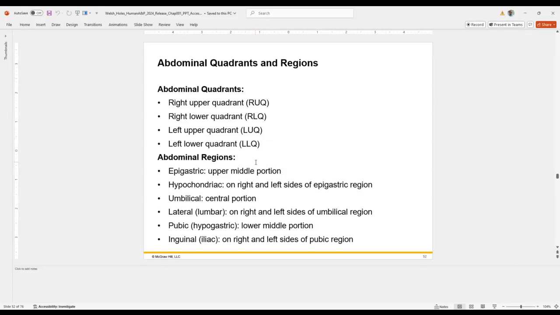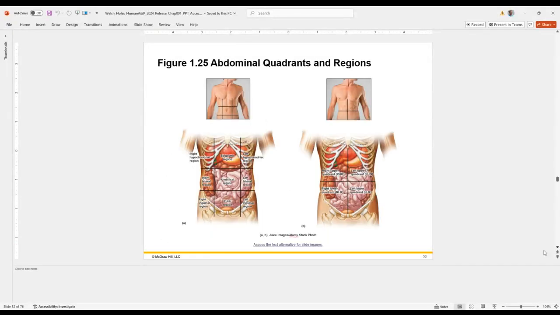Abdominal region is a little more specific. We actually have basically 9 different abdominal regions. The epigastric is the upper middle. Hypochondriac is on the right and left sides of the epigastric region. Umbilical is central. Lateral or lumbar is on the right and left sides of the umbilical. Pubic, or hypogastric, another term there, is the lower middle portion. And inguinal or iliac is on the right and left side of the pubic region. By the way, different textbooks use different terminology. Okay, this is a couple of good pictures to get to know.